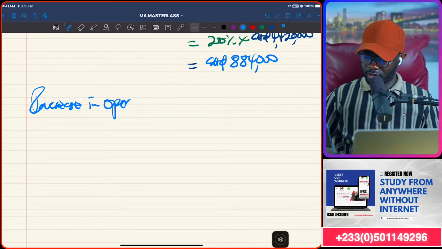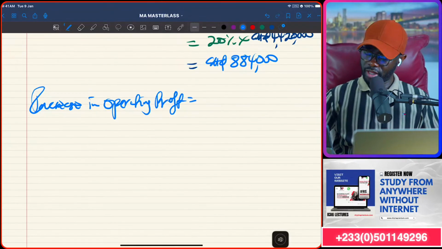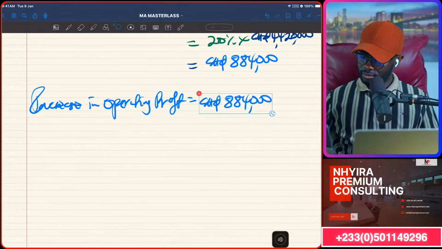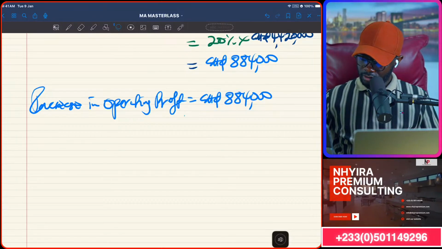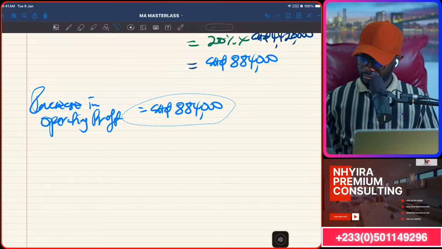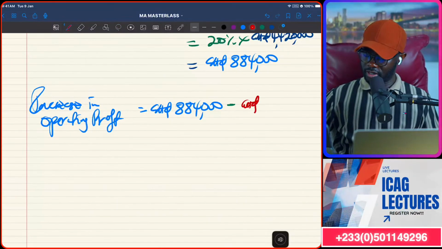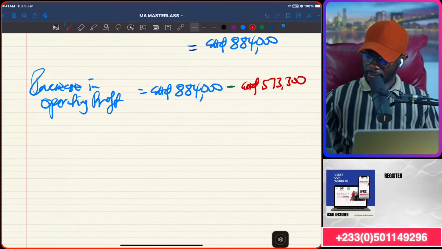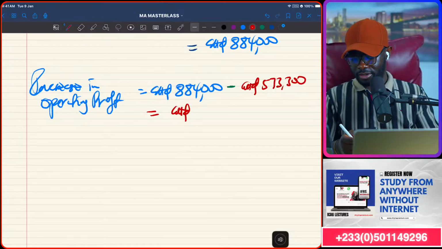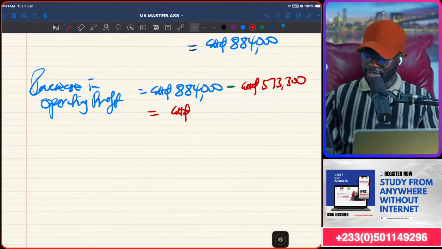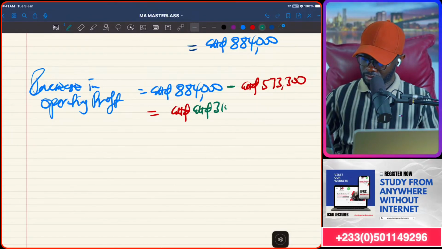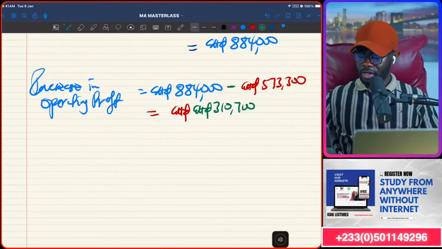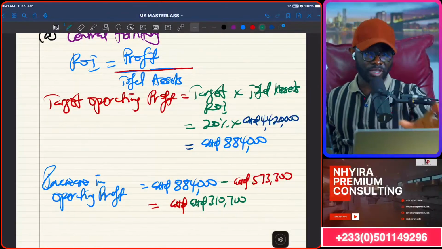So the increase in operating profit will be this new profit that they must make for the target, minus the original profits that they made, 573,300. And so that gives us what? That is 310,700. Stay with me carefully. So that is slide number 1, that operating profit that they must make.